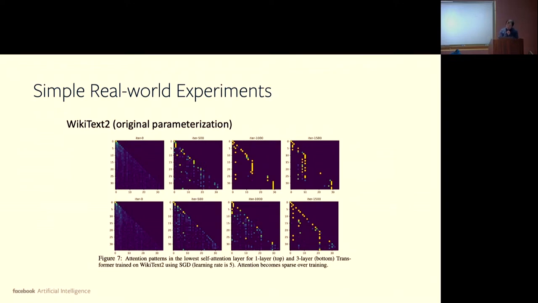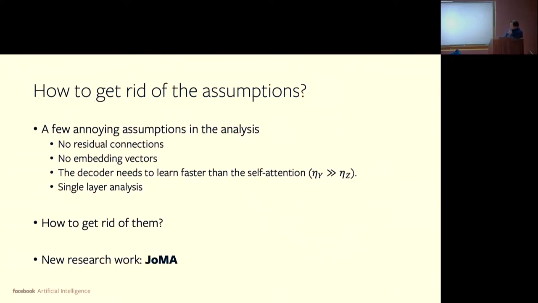Then we can talk about how we can improve scan and snap and get rid of these assumptions. We have some annoying assumptions here: there are no embedding vectors, there are no residual connections, and the decoder needs to be learned faster than the self-attention, which never happens in practice. And we have this single-layer analysis. So how do we get rid of them?